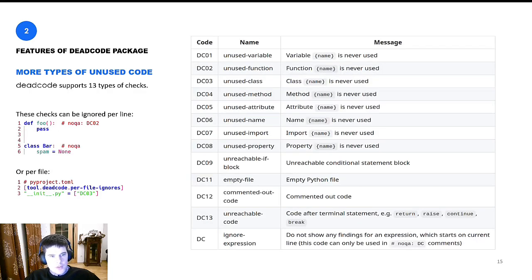Deadcode package provides more types of unused code, and these types could be ignored by line or per file, or completely.